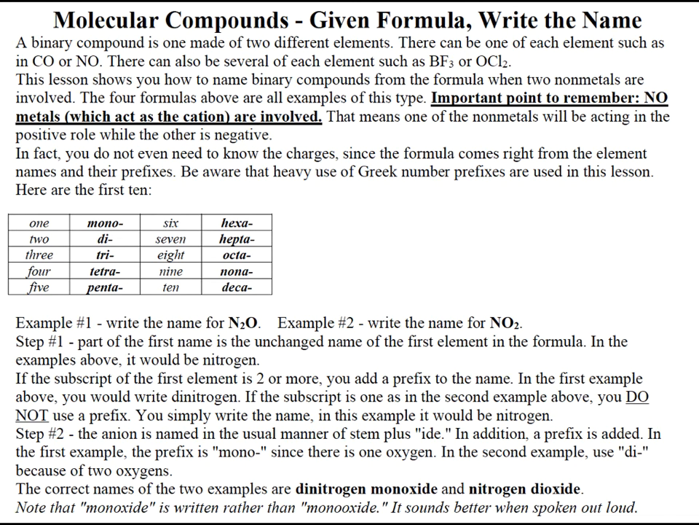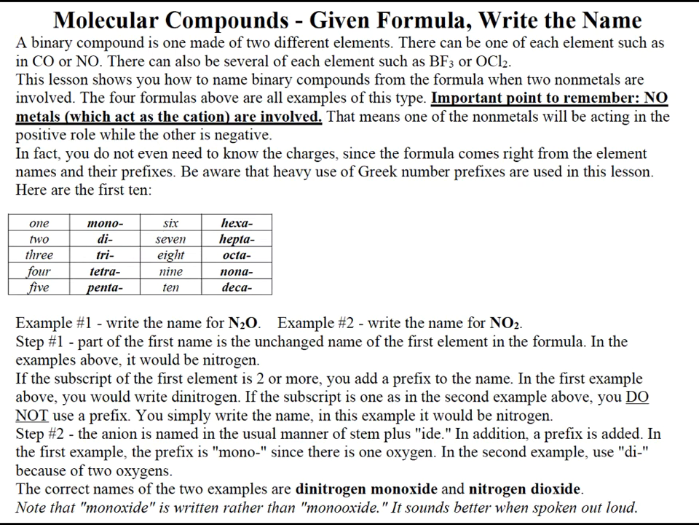Now, we're going to move on to something that is totally different, molecular compounds. A binary compound we know is made of 2 different elements. There can be one of each or more than one of each. So I have 2 examples. I have CO, NO, those are molecular compounds that have one of each element, and there are others that have different combinations. BF3, it has boron and fluorine, but it has 1 boron and 3 fluorines, just like OCl2. There's 1 O, 2 Cls.